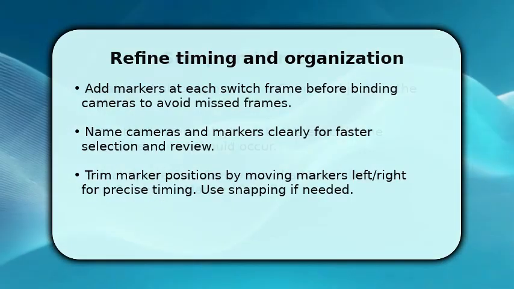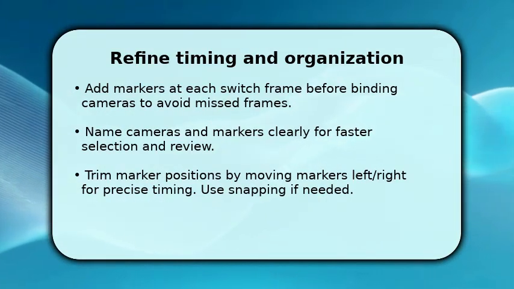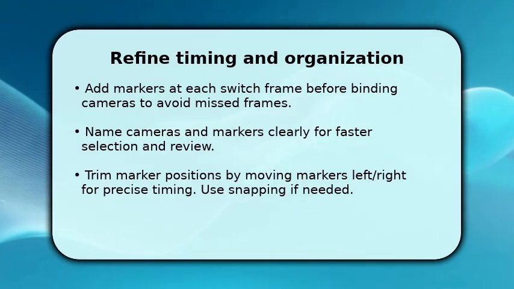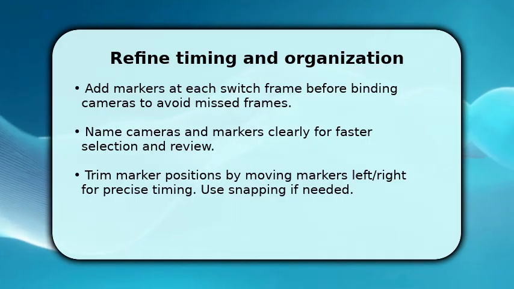Now refine the sequence by repeating the bind workflow for each cut. Move the playhead to the next switch frame, press M to create a new marker, select the camera you want at that moment, and bind it again.